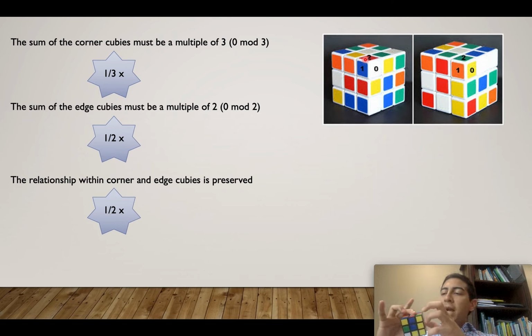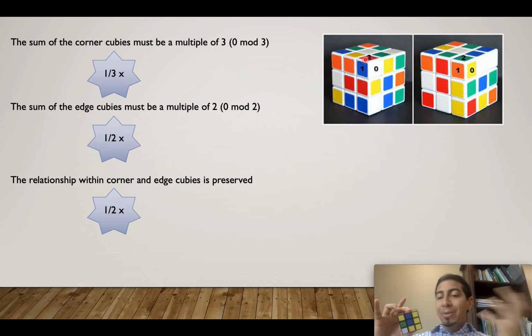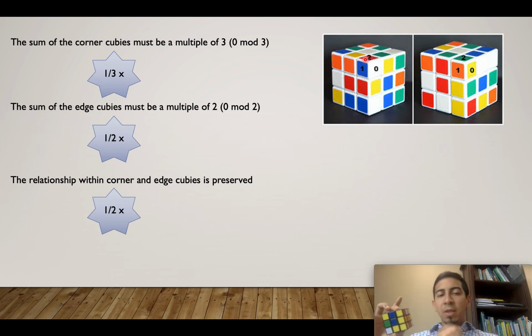The one about the parity of where the corner cubies are and where the edge cubies are: in about half the cases, you're going to have the corners being an even permutation and the edges being an even permutation, or both being odd. In the other half, one is even and the other one is odd. So in half of the cases, we have that condition.